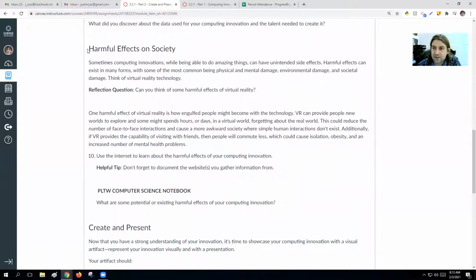Okay, next we're going to talk about what kind of harmful effects it has on society. So sometimes computing innovations, while being able to do some amazing things, have some unintended side effects. Harmful effects can exist in many forms, with some of the most common being physical or mental damage, environmental damage, or societal damage as well. Let me try to go through an example.